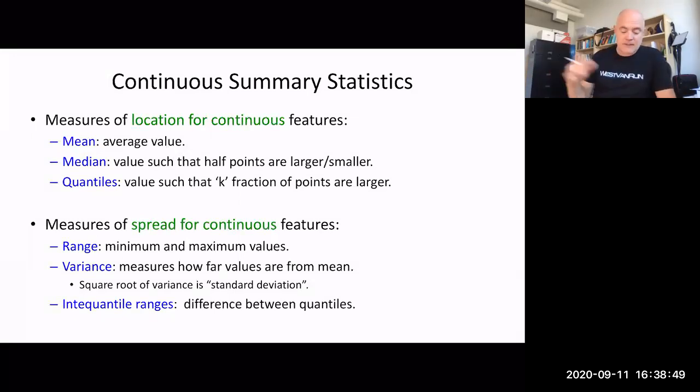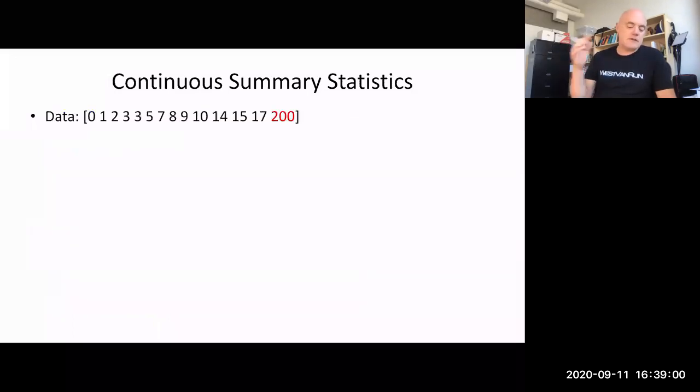Measures of spread for continuous features include range, variance, and interquartile range. Just remember, the square root of the variance is called the standard deviation. Okay, so let's take a continuous data set here. These all happen to be integers, but they're continuous. So, continuous summary statistics, and look at what happens.